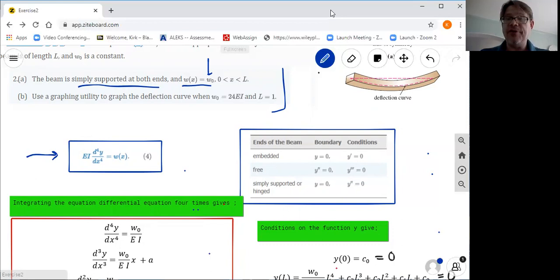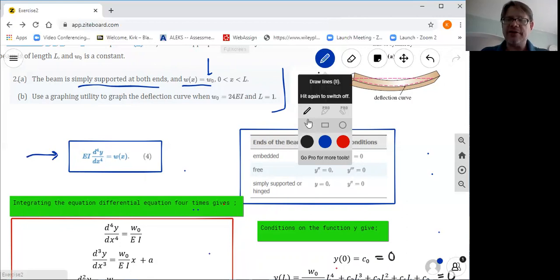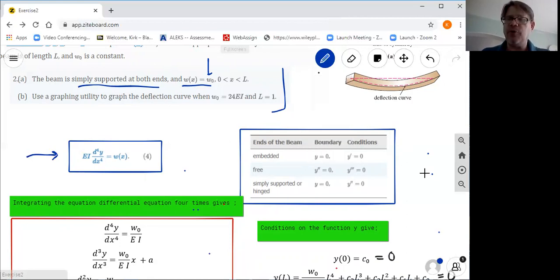Of course, to have a boundary value problem, not only do we have to have the differential equation to solve, which we'll solve momentarily, but we also need to know what the boundary conditions are. Now, we were told that the beam was being simply supported at both ends. Your book has a very nice little chart that discusses different scenarios that can happen at endpoints and what that translates to in terms of the deflection curve function.